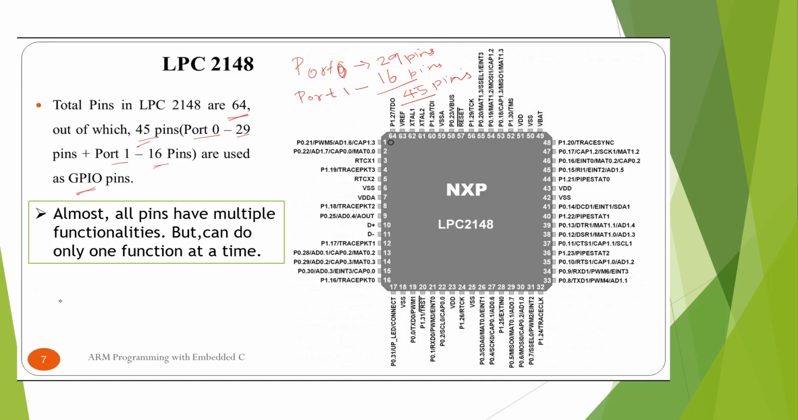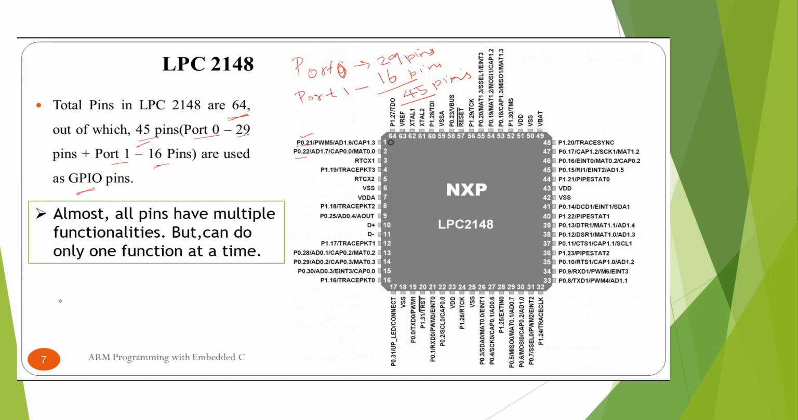If you see this diagram, almost all pins have multiple functionality. This is the primary function of the pin, the default function. P0 represents port 0 and .21 represents the 21st pin. Here P0 represents port 0 and .22 represents the 22nd pin. So the first options are the primary function. It can access GPIO, general purpose input output port.